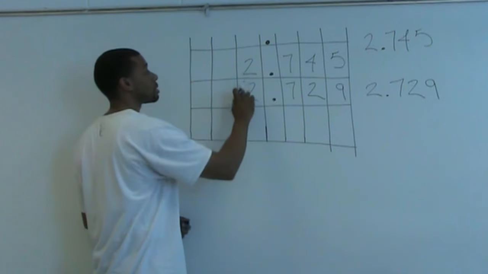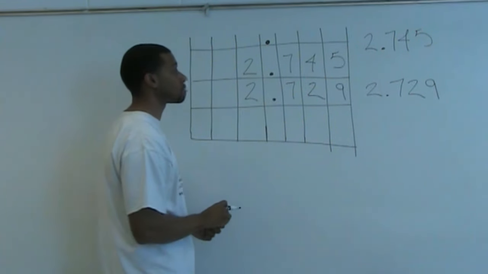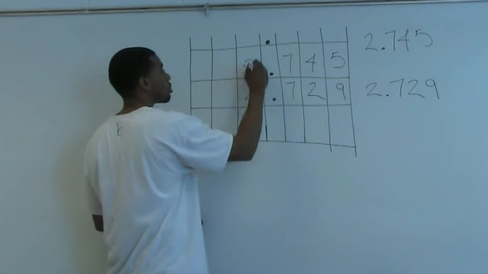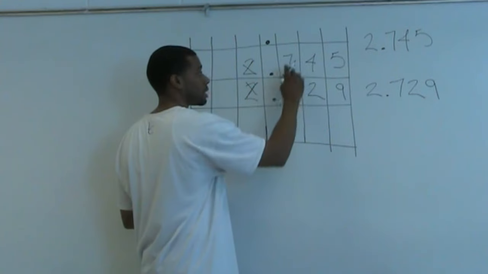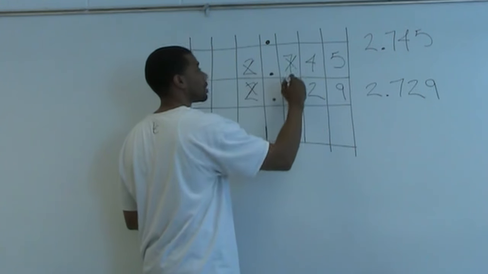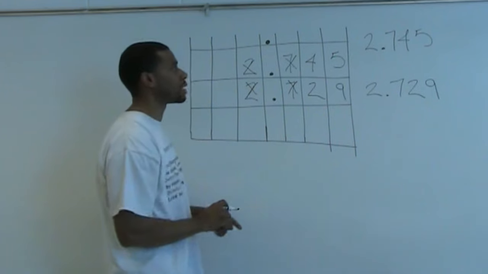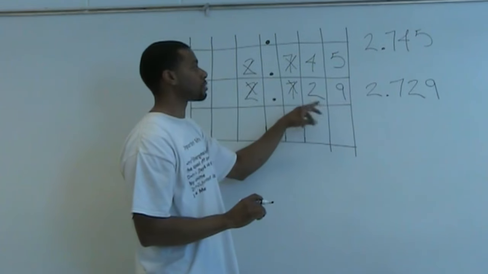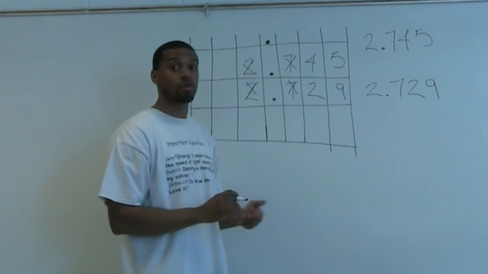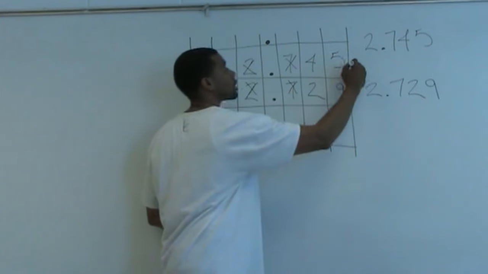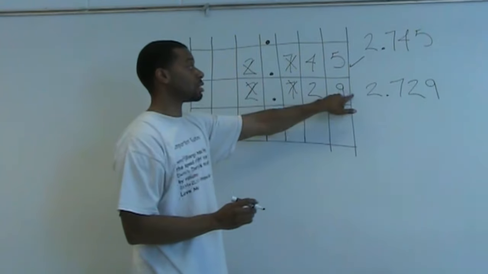So if we go to this column here, the 2's are the same. You can either scratch them out or erase them. Next we have 7's in both columns. They're the same. Scratch them out or erase them. Now we're left with 45 and 29, or 4 here and 2 there. 4 is greater than 2, so we know that this number here is greater than the one beneath.